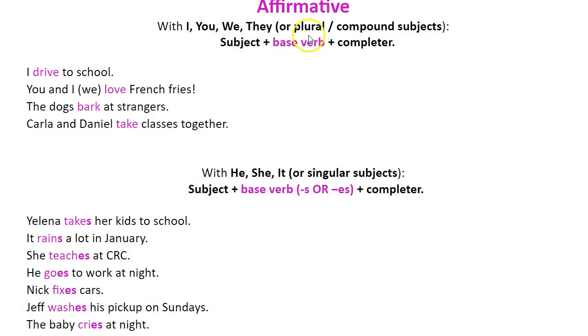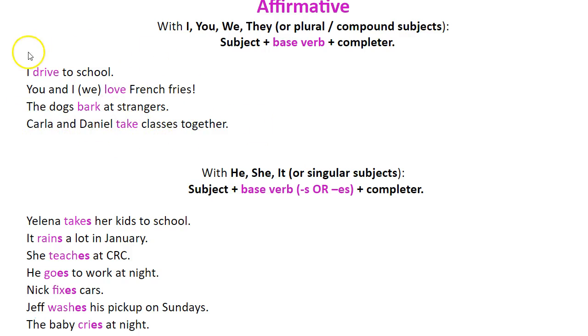So for affirmative, remember with I, you, we, and they, you should have this form. Subject plus the base verb plus a completer. I drive to school. Drive is the base verb. You and I, which is the same as we, love French fries. The dogs bark at strangers. Carla and Daniel take classes together.